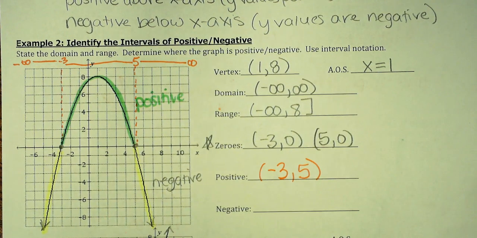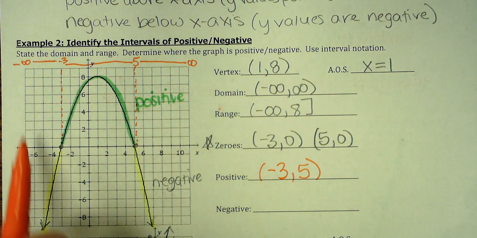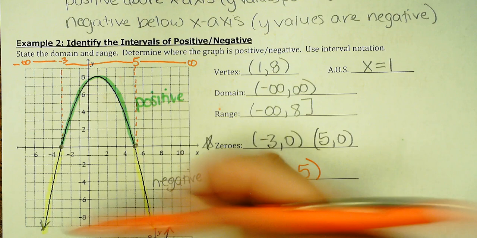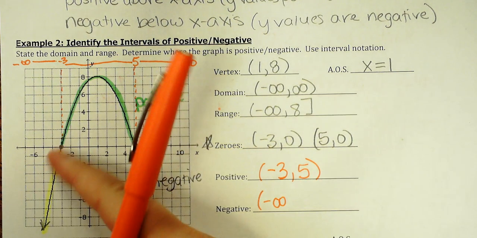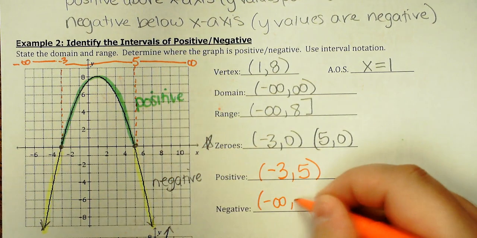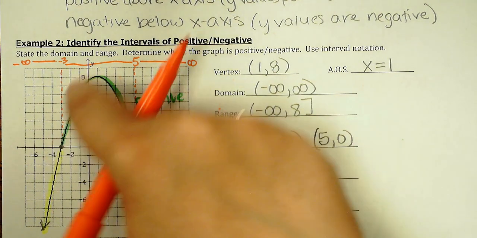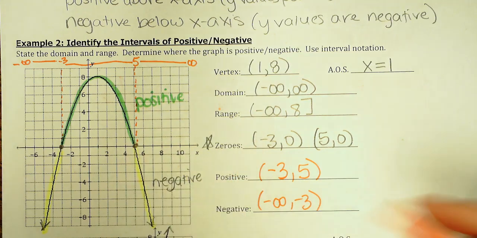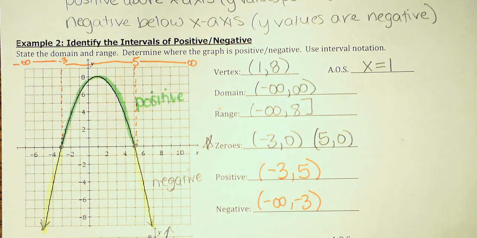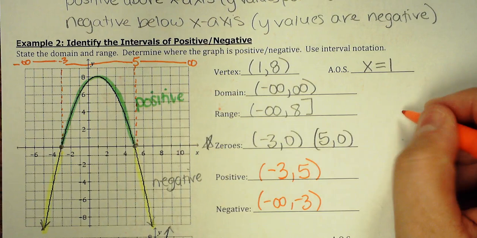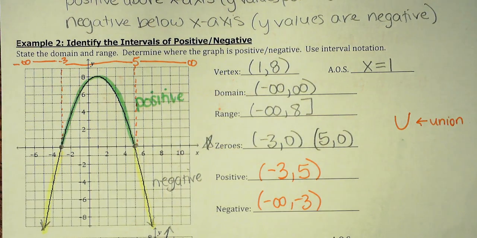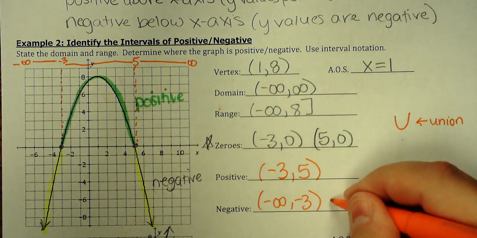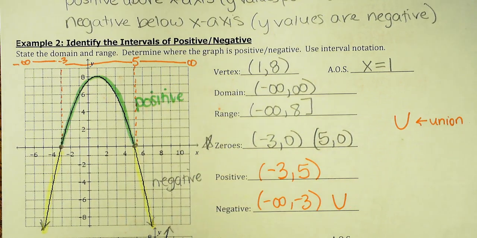Okay, now for the negative, from -infinity to that -3, I have this little piece here below the x-axis, that's negative. At the -3, that's where we switch back up, and then here at 5, you go back down. Now, if you have more than one interval, we're going to use this symbol in between, it means union. It's just a fancy math symbol that means for both of these intervals. So I'm going to put the union symbol in the middle because this is for both.